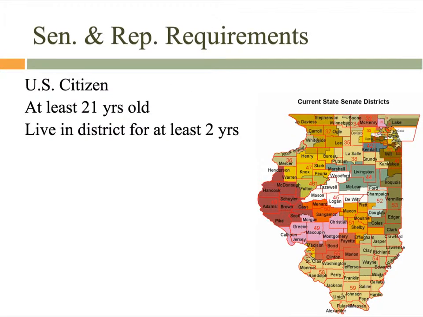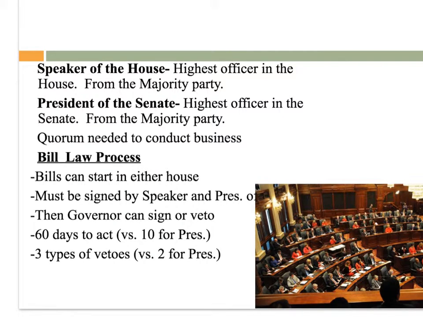Just as there were requirements to run for the federal Senate and the federal House of Representatives, Illinois also has requirements for those positions statewide. Members must be U.S. citizens, must be 21 years old, and live in the district that they are representing for at least 2 years. The Speaker of the House is the highest officer in the House, and he or she is chosen from the majority party.